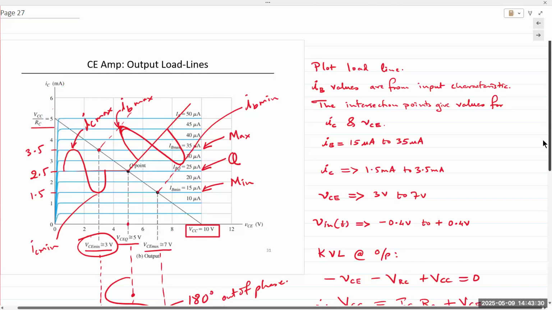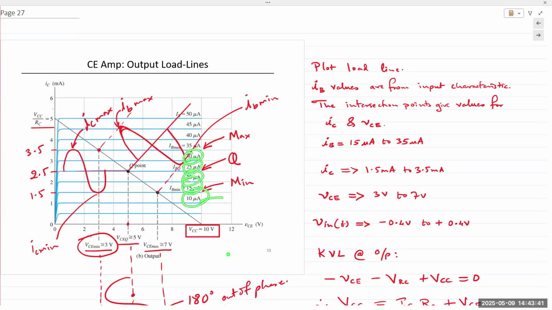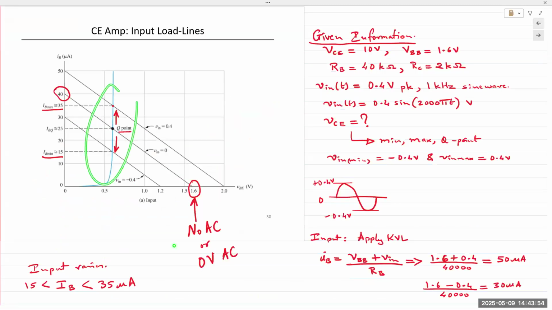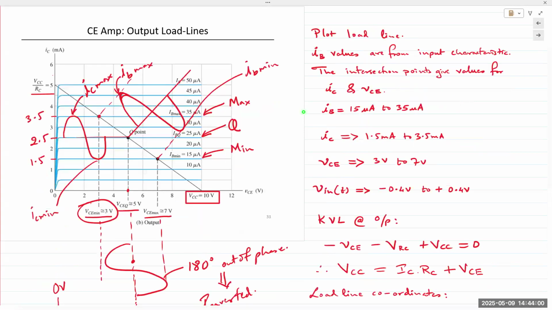Again, this is the output, right? Output collector current as a function of the collector emitter voltage, VCE. And each is a data set for every single value of IB. We have so many values of IB, but we are only interested in 3 values of IB, which is 15, 25, and 35, which we obtained from here. So we take these and we translate or map them to the output side.